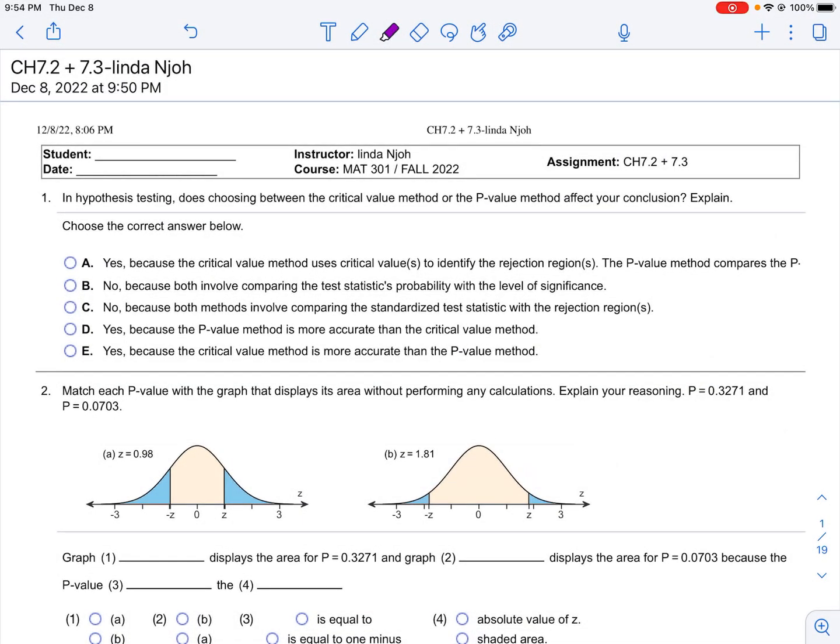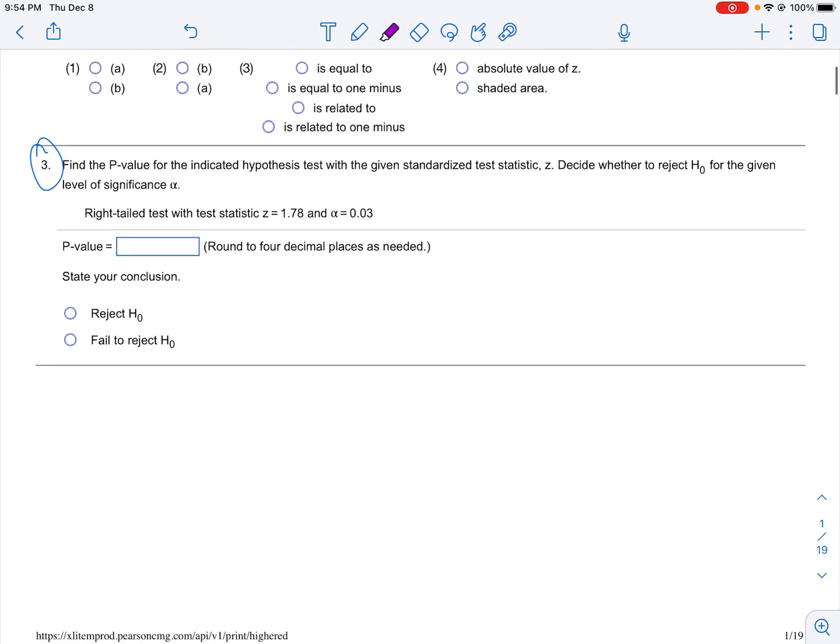Hi everybody, so right now we're gonna review chapter 7.2, 7.3. So I just circle what I think is important, especially as you review for your exam. So let's start with number 3.